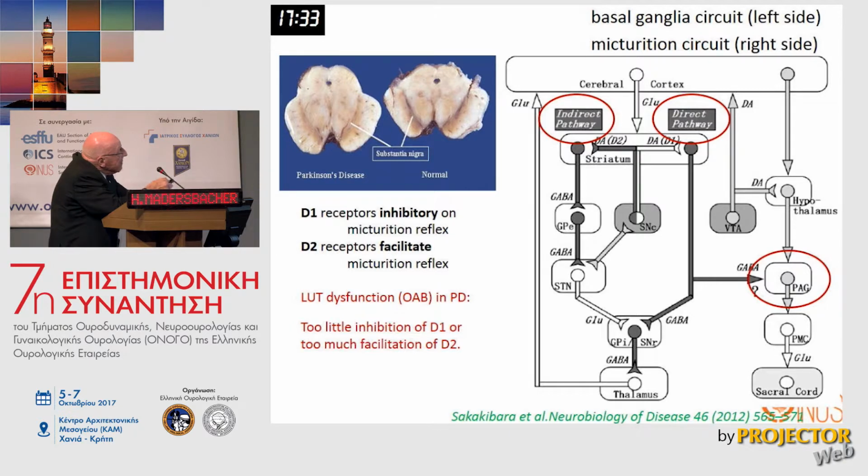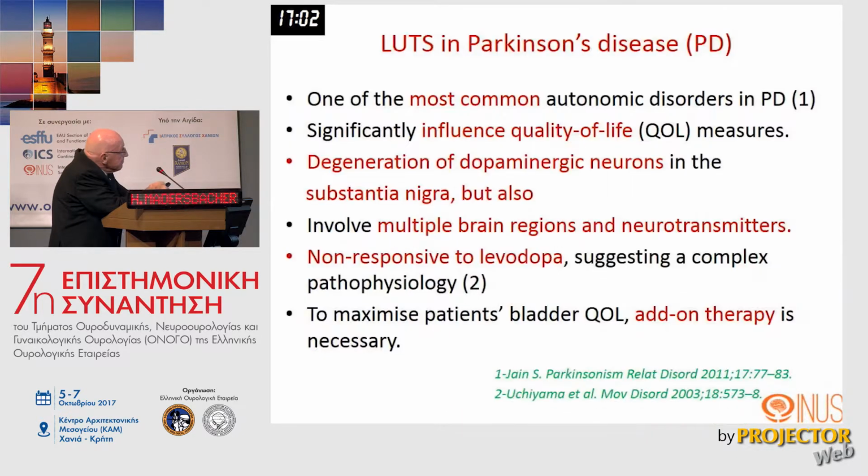coordination between the basal ganglia circuit, that's here, and the micturition circuit on the right side. And we know nowadays that there is a direct influence from D2 and D1, and there is an indirect one via GABA on the micturition circuit, and this mostly is inhibitory. So we can assume that dopamine depletion will result in lower urinary tract symptoms, especially in storage symptoms.